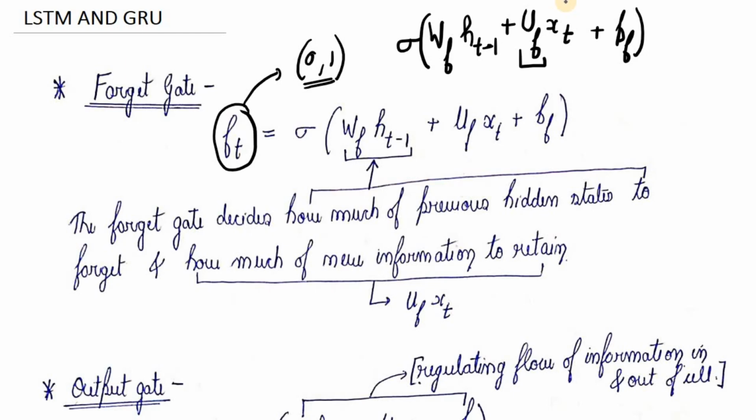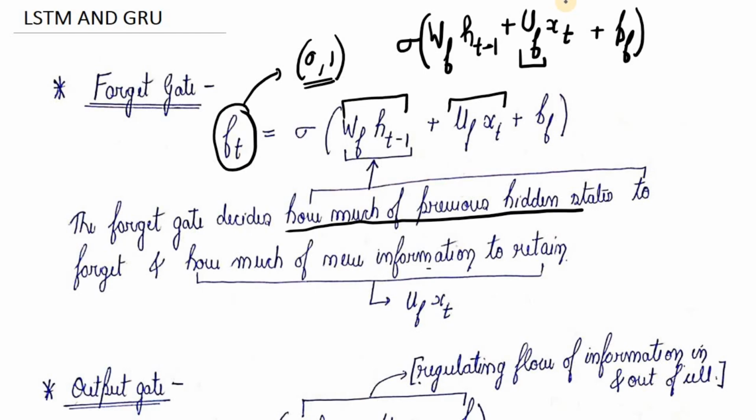So we use a sigmoid activation function in the forget gate. And the explanation is written over here. I will share the notes in the GitHub link of the video. The forget gate will decide how much of the previous hidden state to forget and how much of the new information to retain. And this is the new information which we are talking about. And the previous hidden state is mentioned over here.